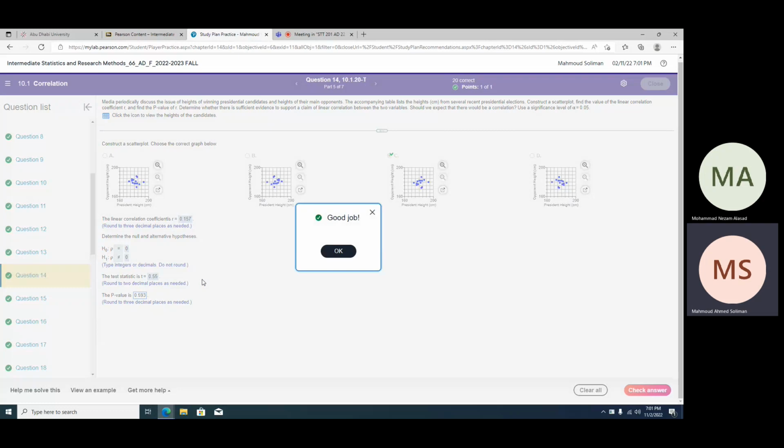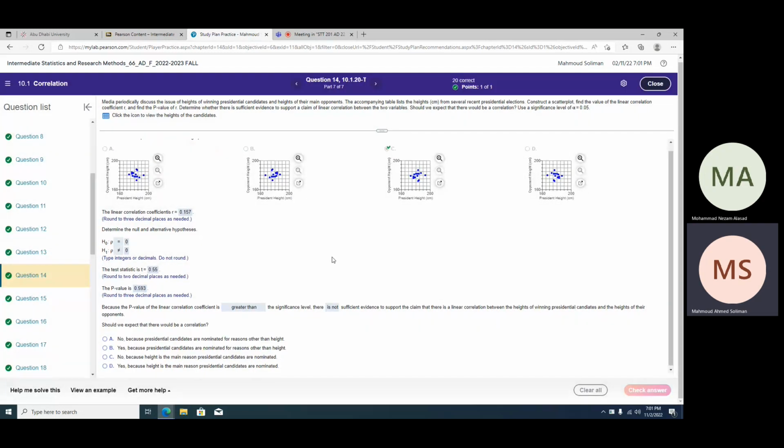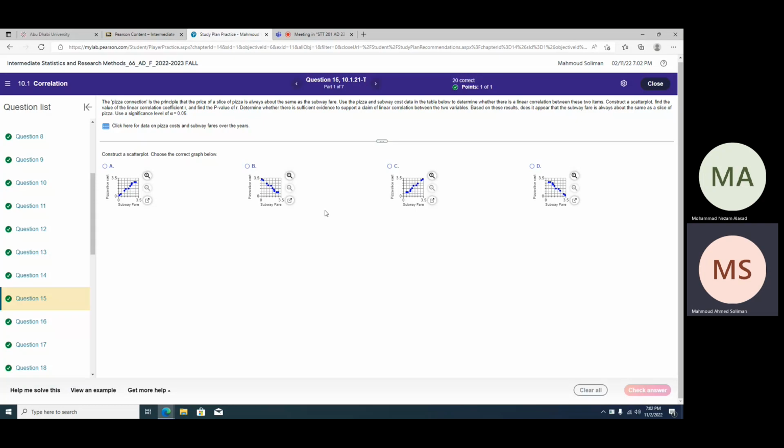So p value is greater than alpha. Okay. So should we expect there will be correlation? No, because they are nominated for other reasons than height. Logical too. Like anyone can be a president, short, tall, who cares?